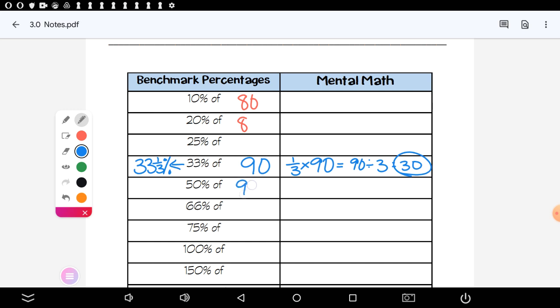50% of 90. That's the one that makes the most sense to us in our brain most of the time. Carter, how do I find 50% of something mentally? If I said, what's 50% of 10? No. Ethan, how do we find 50% of something? Divided by 2. So we would do 90 divided by 2, which is what, Ethan? 45. Good job.